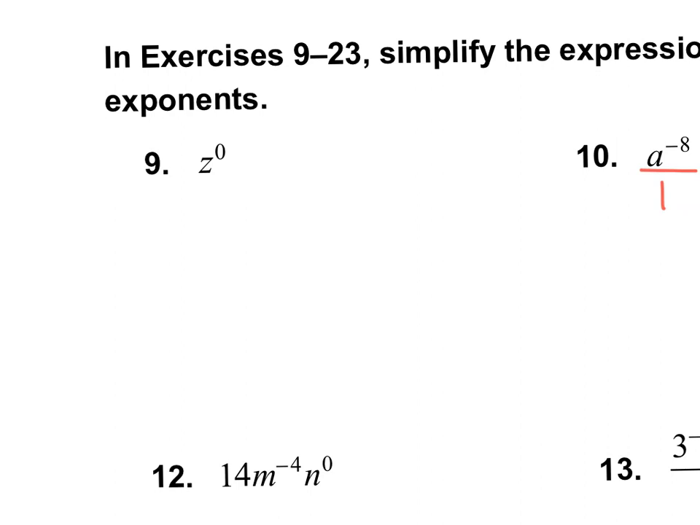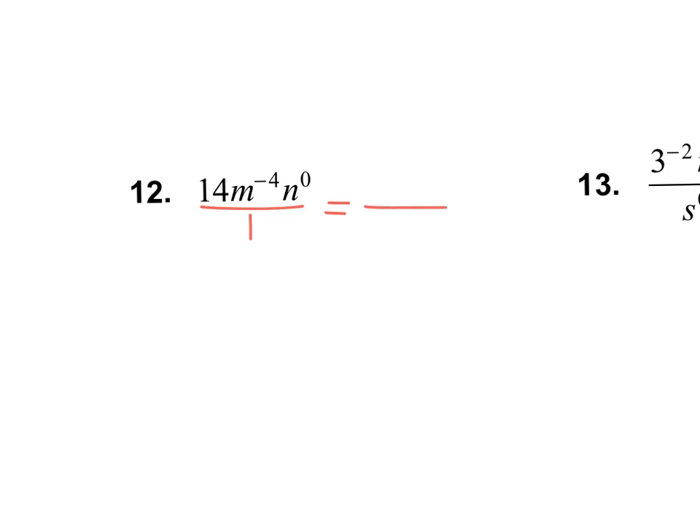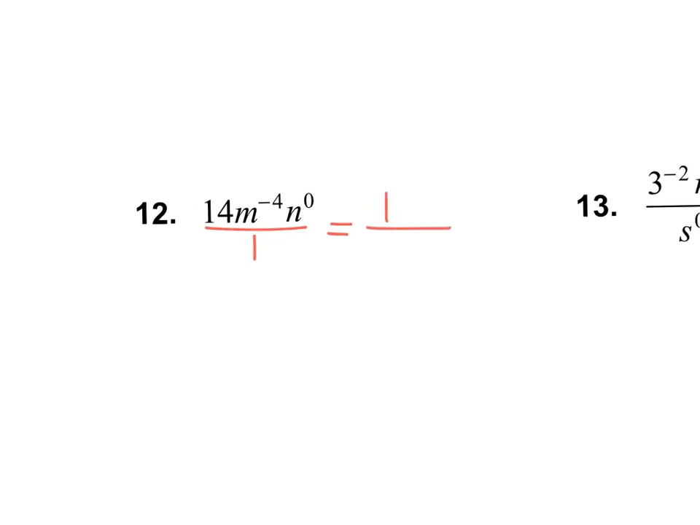Okay, 9 is nice and simple. Anything to the 0 power is just 1, so that one's done and over with. Let's look at number 12. 14 does not have an exponent, so it's going to stay put on top. M to the negative 4 is going to flip down to the bottom as m to the positive 4. And then n to the 0, anything to the 0 power, I just cancel out. So that was nice and easy.